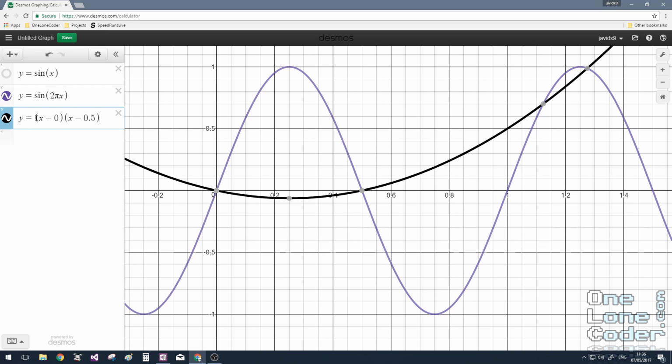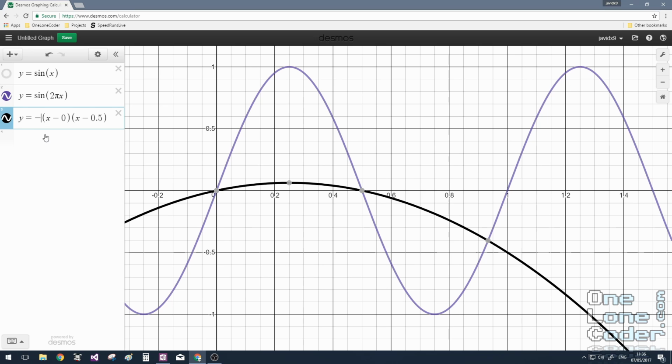First thing I can see is it's upside down, so I'll throw a minus sign in there just to invert it the right way up. And so we can see it crosses now at the same places, but it needs some scaling. I'm just going to take a guess at the scaling, and we'll say it's 10.